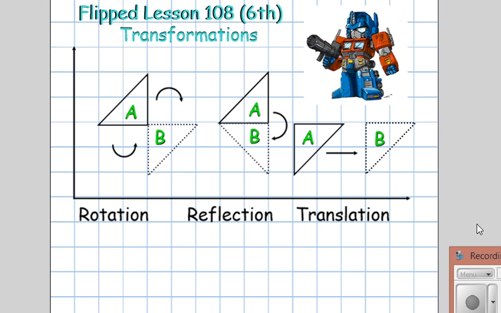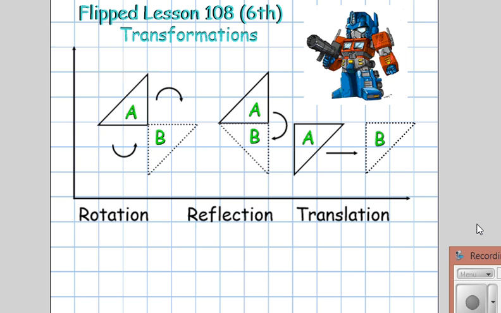Welcome to Slip Lesson 108 for the 6th grade. We are looking at transformations. And as we cover this topic today, we're really looking at something that we've covered before, but we want to kind of take it to another level, I guess, is the best way to put it, as you think about how to solve transformations.